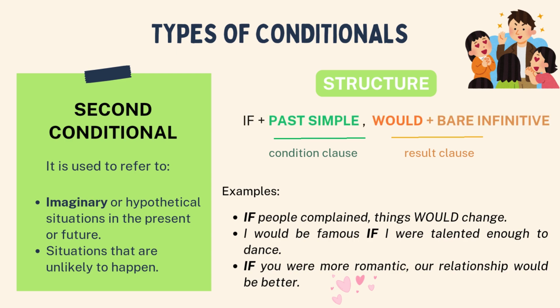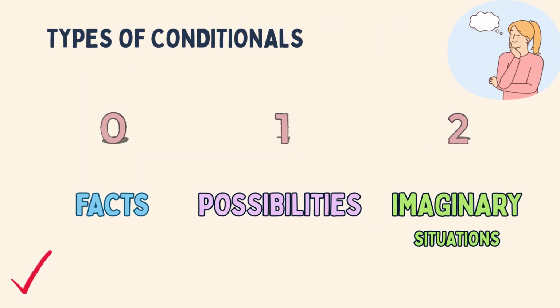In the first part of the sentence, we write if, followed by the past simple. Then, in the second part, we write would, followed by the bare infinitive of the verb. For example, I would be famous if I were talented enough to dance. This means that I am not talented, therefore I am not famous. I am imagining the situation because it is not real in the present.